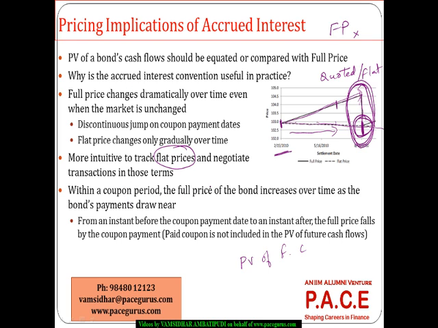So within a coupon period, the full price of the bond increases over time, as the bond payments are going closer and closer towards the coupon date. Just before the coupon is paid, the price is at the peak, but suddenly after the coupon payment happens, the price falls drastically by the amount of the coupon payment, because that coupon is no more included as a part of the present value of the future cash flows calculation. So that's the reason we depend more on the flat price being shown on the quoted screens rather than the full price.